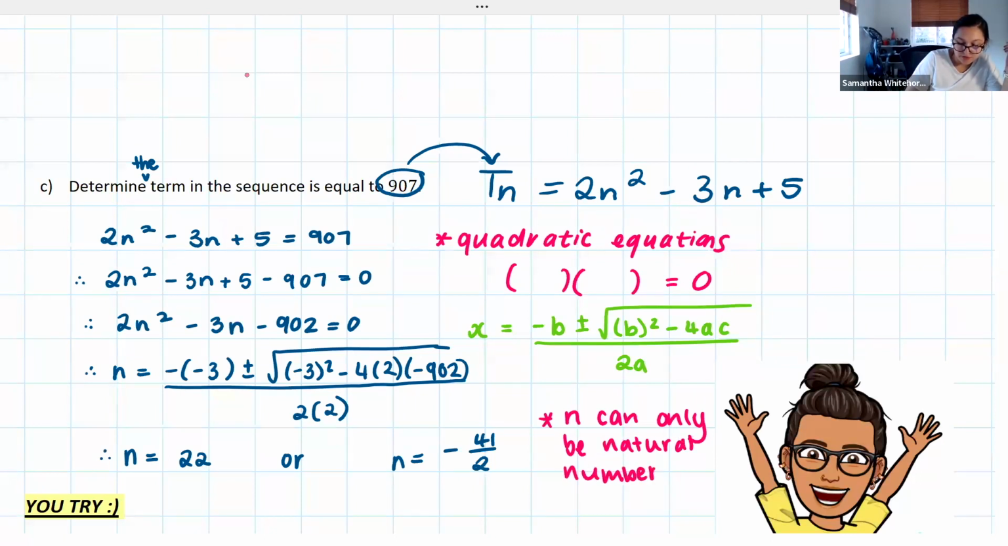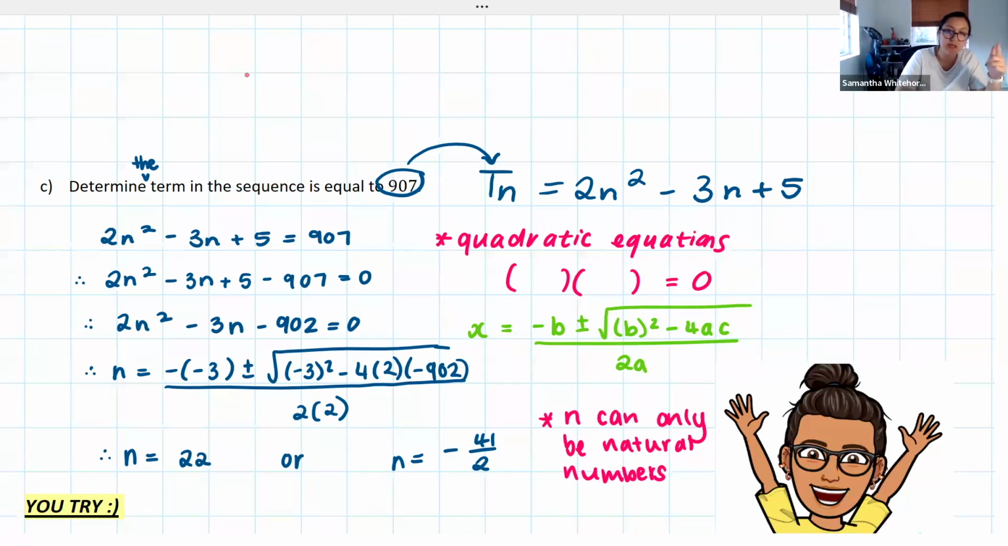And the reason for this is because if you think of a number pattern, you always start with term 1, term 2, term 3, term 4, term 5. Those are our natural numbers. Natural numbers are 1, 2, 3, 4, 5, and so on. So when we are looking at solutions like this and we're getting two different solutions, we can always disregard any negatives and we can always disregard any fractions.